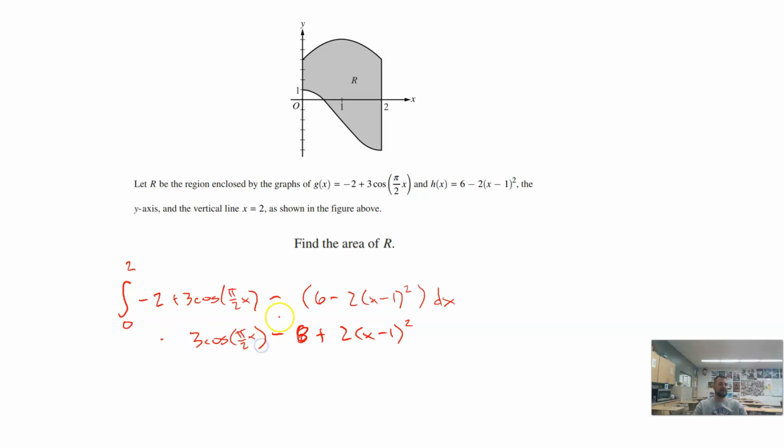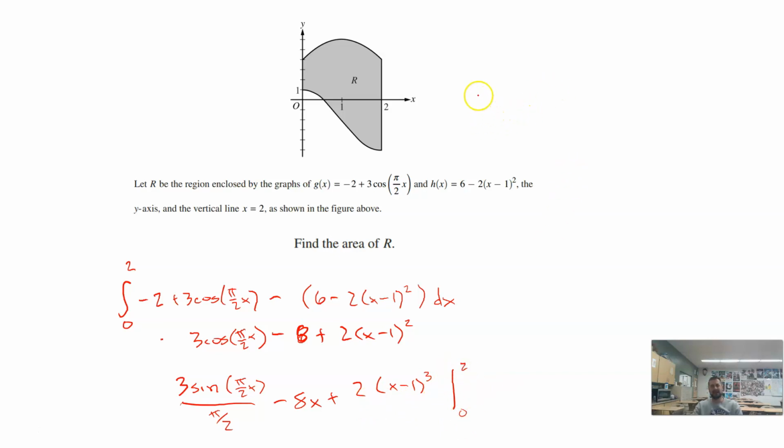So now what we have to do is take the antiderivative of everything. So I take the antiderivative of 3 cosine of pi halves x. That's 3 sine of pi halves x divided by pi halves. And then I've got minus 8x. And then I've got plus, the 2 stays there, and then the antiderivative of (x minus 1) squared is (x minus 1) to the third, and then technically we divide by 3. And then we have to plug in 0 and 2.